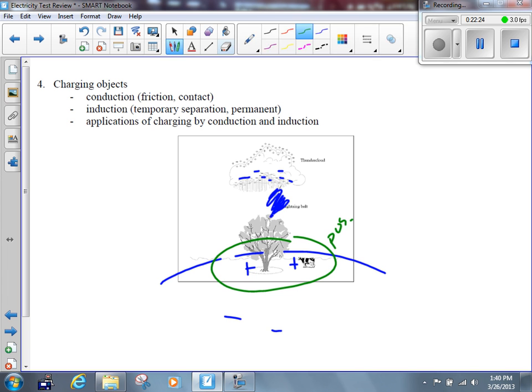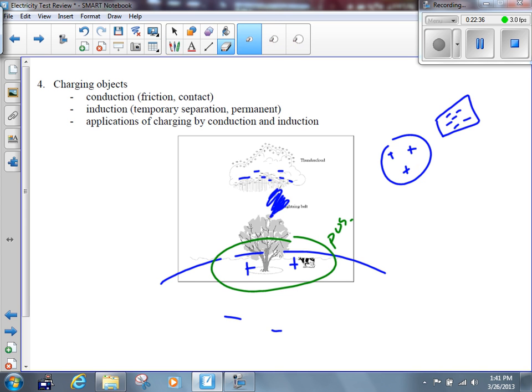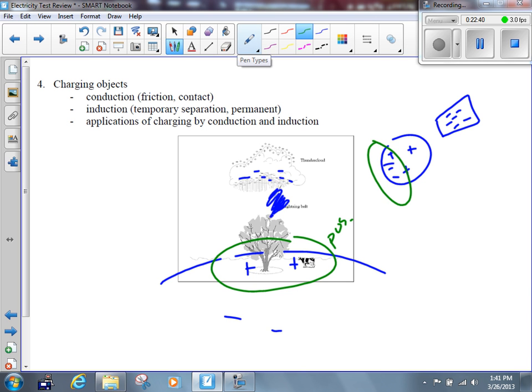The diagram that we drew in class the day that we did this was, here's a neutral object. Bring a negatively charged object nearby. What happens? We push away these negatives, and we create a temporary separation of charge in this neutral object. Isn't this the exact same thing as what we drew right here? Of course it is, right? Be able to apply that picture that we drew in class to a new situation like before lightning strikes.